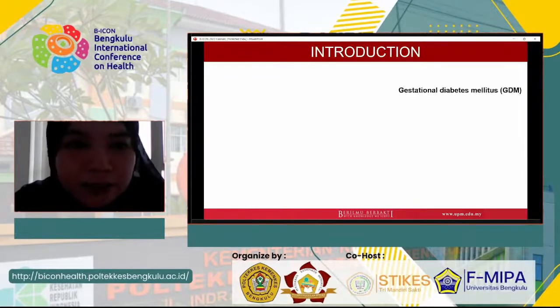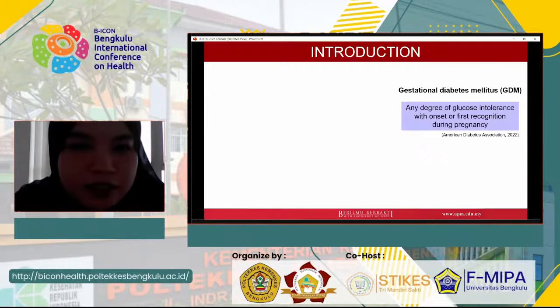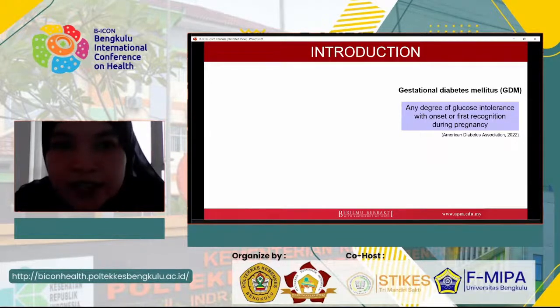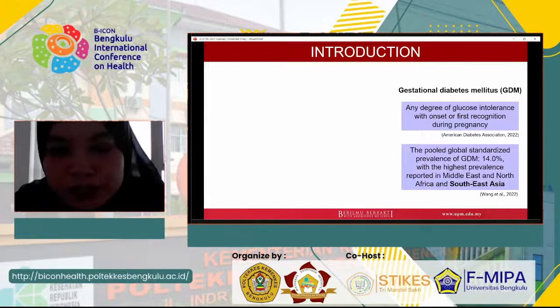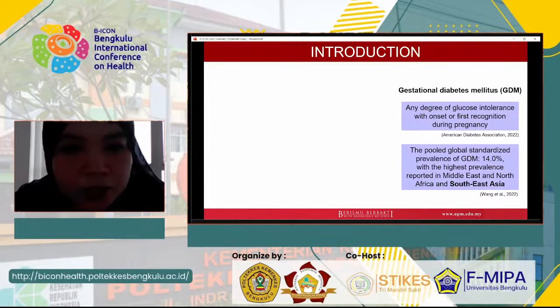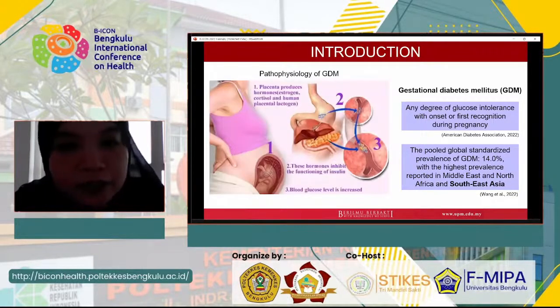GDM, gestational diabetes mellitus, is defined as any degree of glucose intolerance with onset of first recognition during pregnancy, and it is one of the most common pregnancy complications according to the ADA. A previous study has reported that the pooled global standardized prevalence of GDM was 14%, with the highest prevalence reported in the Middle East and North Africa and Southeast Asia.